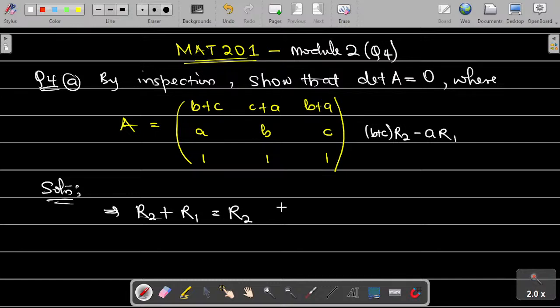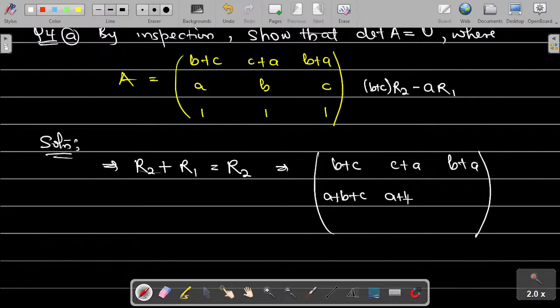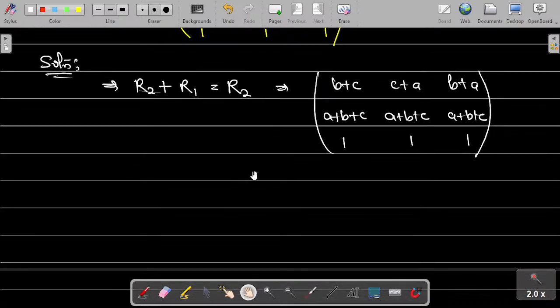And then if all of row 2 becomes similar, see what we're going to have. Let me quickly show you. It's going to be something of this nature. You're going to have b plus c, then c plus a, then b plus a, and then here will be a plus b plus c, that's if I add this to this. And then this one will also be a plus b plus c. And finally, you are going to have here a plus b plus c as well. And here is 1, 1, 1. So you see row 2 will become the same throughout.